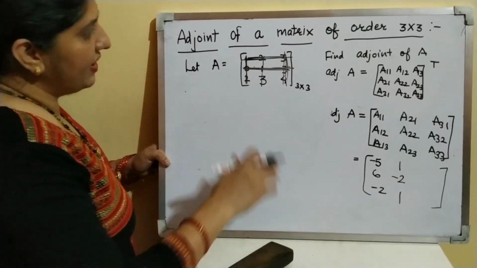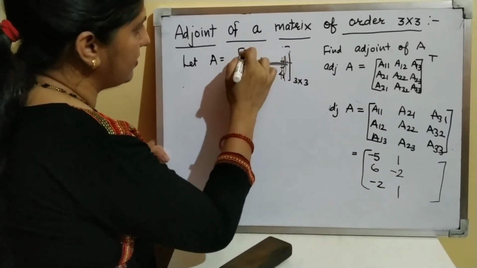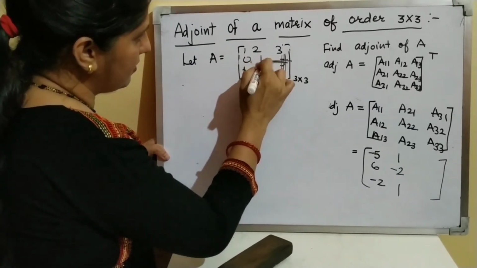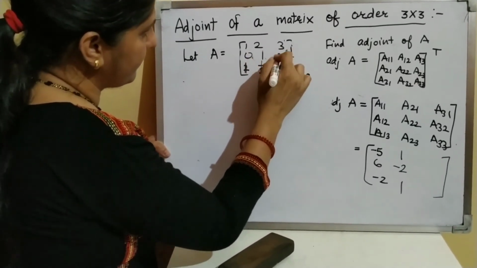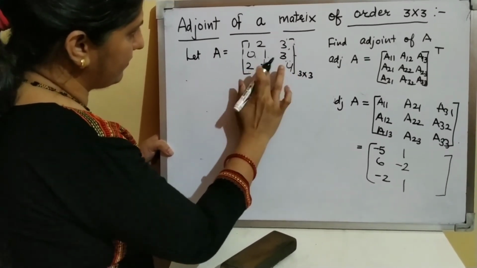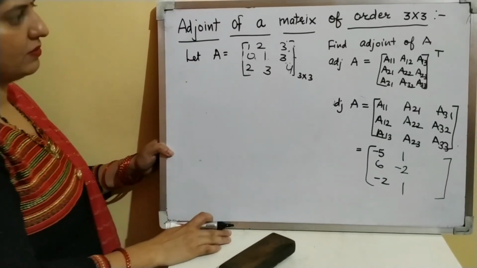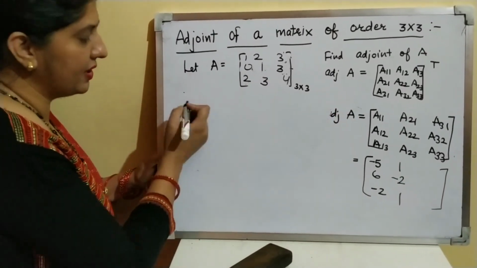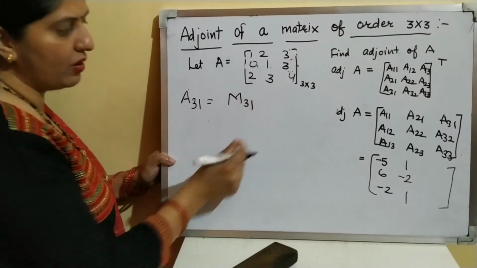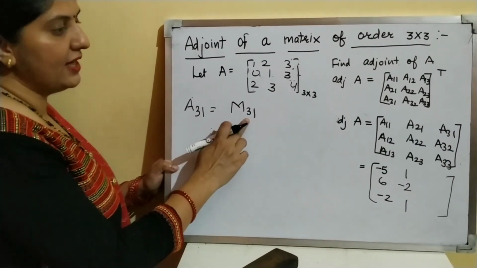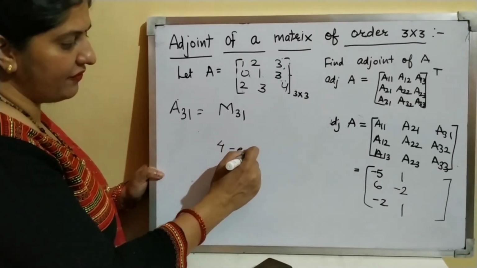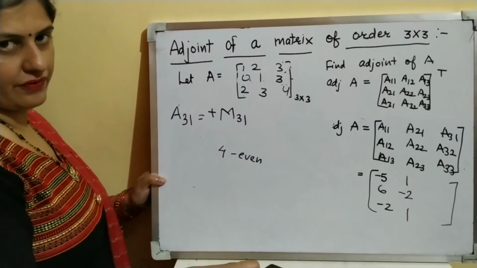In the same way, calculate all other terms. Capital A31 is also equal to the minor of the corresponding element. Take the sign positive or negative. 3 plus 1 is 4. 4 is even, so the sign will be positive.